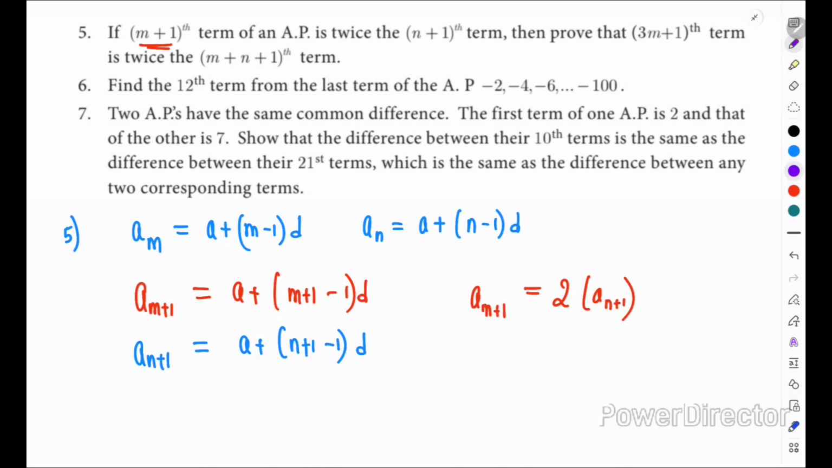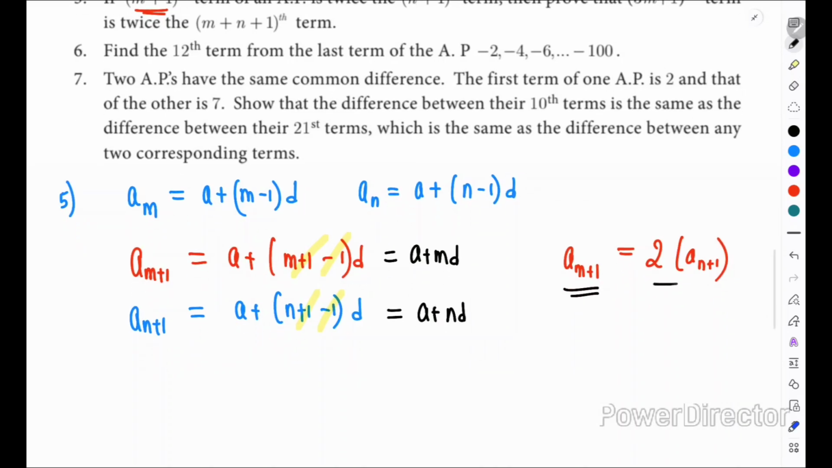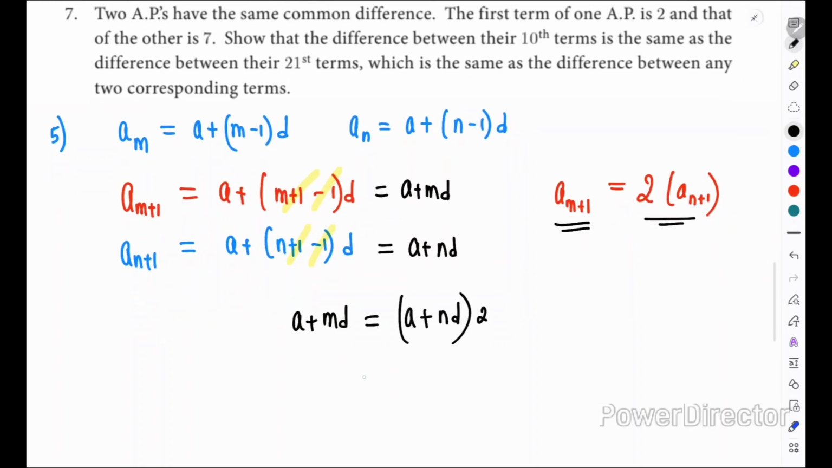So this is the given data. So how do I conclude this? I would be writing this one as a plus md is equal to a plus nd, right? Why? Because you can cancel this plus 1 minus 1, plus 1 minus 1 is getting cancelled. So we get these two things. Now we are going to equate these two things, which is a_(m+1) is twice a_(n+1). So what we are going to get is a plus md is equal to a plus nd into 2. So our answer would be here 2a plus 2nd is equal to a plus md.